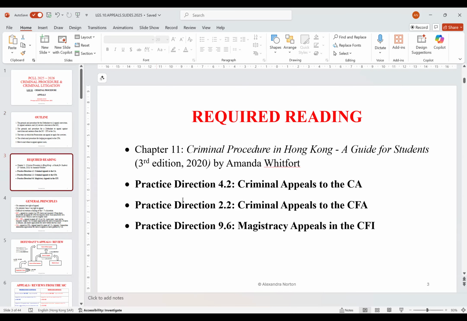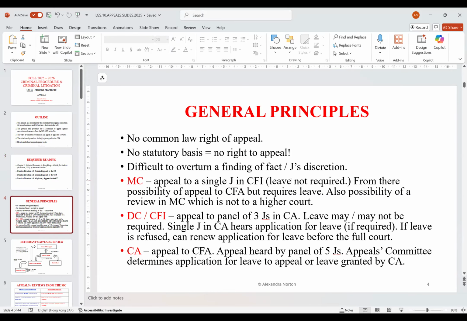Okay, so a bit of required reading. Make sure you take a look at these practice directions because they really help you to understand the procedures that are involved in an appeal. But as a general principle, we have to find a statutory basis to appeal because there is no common law right of appeal.